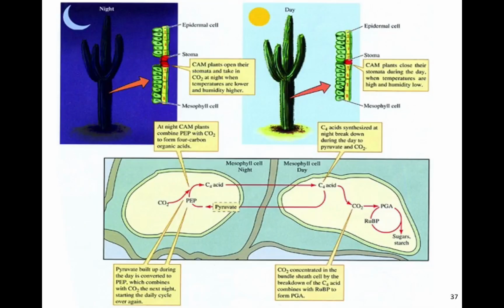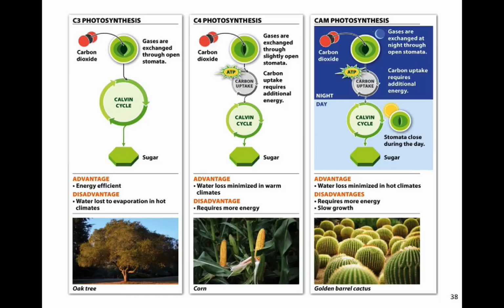So this is just a quick diagram. You can pause it and take a look, just describing the difference between what's going on with CAM plants. And then this last one is showing a comparison between C3 plants and CAM plants. And you can see C3 is the one that we've described in detail. C4 plants are when the gases are exchanged through slightly open stomata, but they require additional ATP because of this additional enzyme, PEP carboxylase, that's going to push the 4-carbon sugar into the bundle sheath cells and store it there to then force it to undergo photosynthesis as opposed to photorespiration.